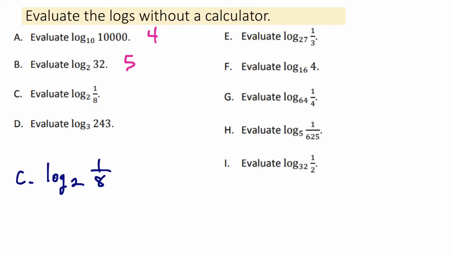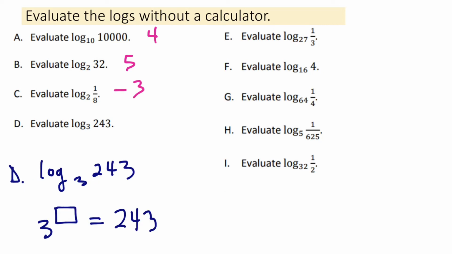Okay, so we're asking ourselves, what power do we need to raise 2 to get 1/8? So first off, we want to think that 2 times 2 times 2 is 8. So that's 3. Bringing it down into the denominator means I make that 3 negative. So my log is -3.